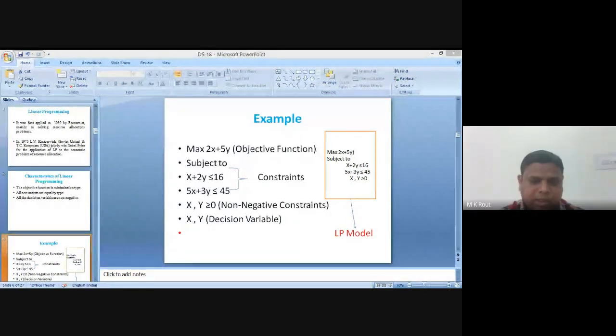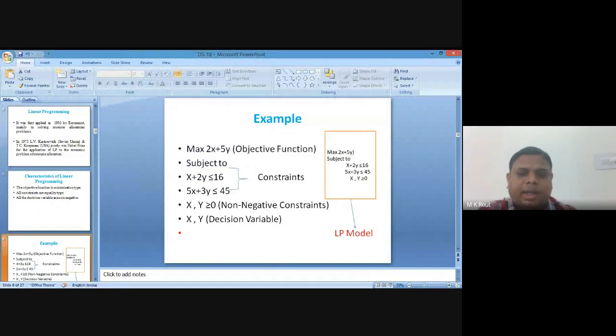Okay, let's discuss. Suppose in case of a linear programming model or linear programming problem, max stands for maximization and the objective function is given as 2x plus 5y. Then the next part is the subject to, these are the constraints. You can call this the first constraint, and the second one is the second constraint. Clear? Subject to x plus 2y less than or equal to 16.